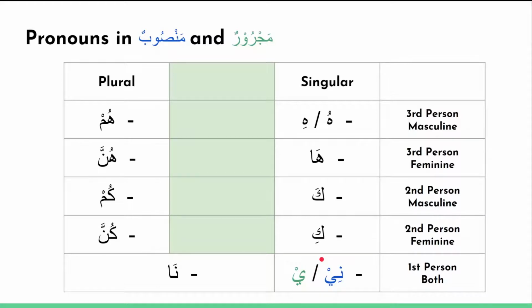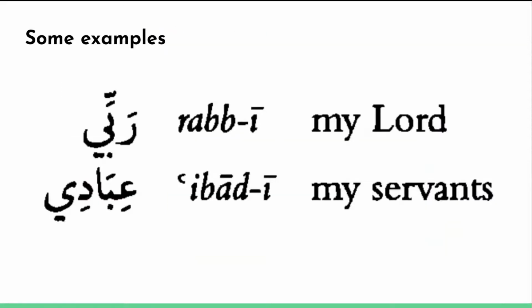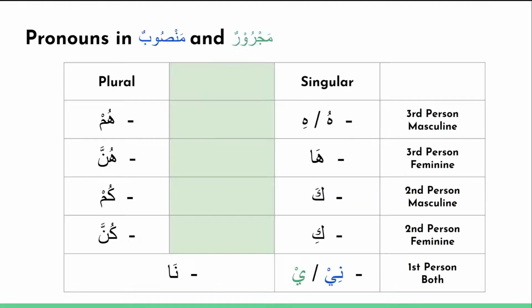If I'm saying my book, your book, my pen, your pen, this appears everywhere in the Quran. For example, in Surah Al-Kafirun, we see dinukum, your religion, when speaking to a group of men. These suffixes appear all the time, and you should memorize them. Alright, let's take a look at a few examples. Rabbi, Rabb means Lord. So Rabbi means my Lord, because we're looking at this suffix here. My Lord.